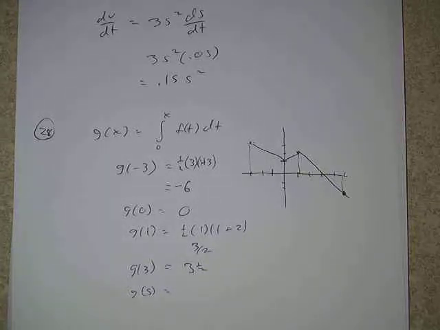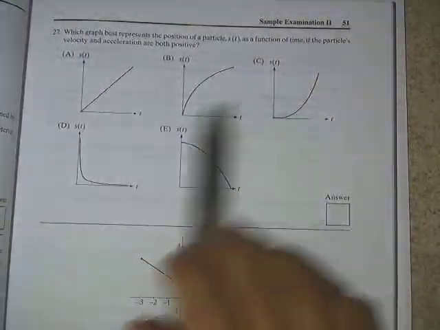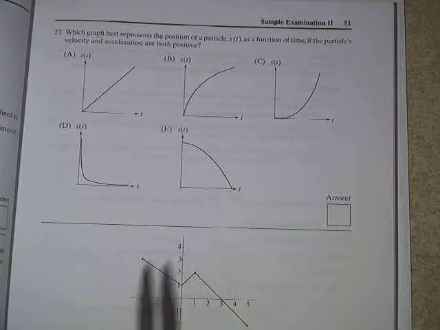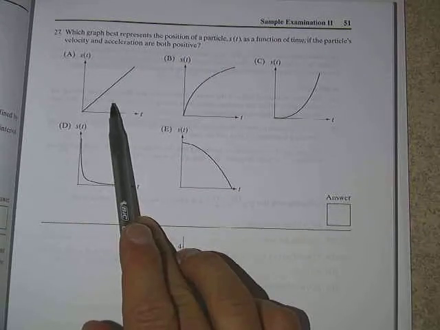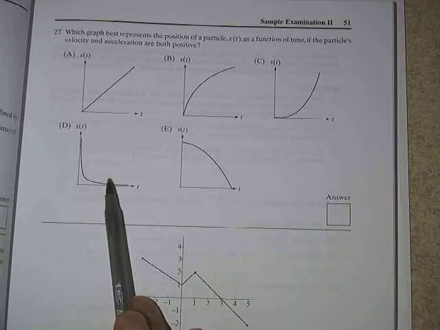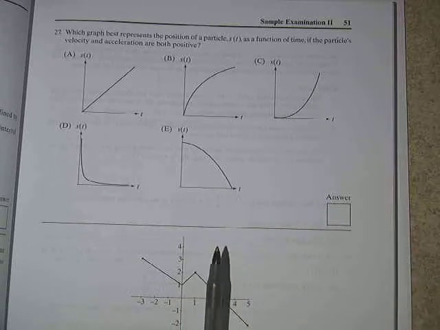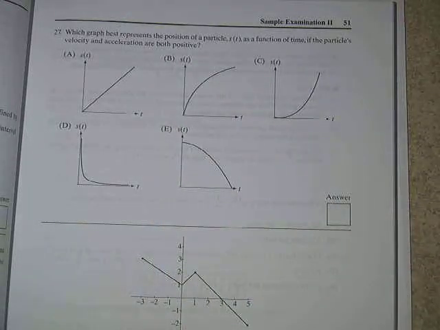The graph best represents the position of the particle s as a function of time if the particle's velocity and acceleration are both positive. So remember, the velocity would be the derivative of our function that we drew. If you look at the choices here, keep in mind this is a position graph, so if the velocity is positive, it needs to be increasing. Still in, still in, still in, still in, nope, still in. So these three are the only ones.